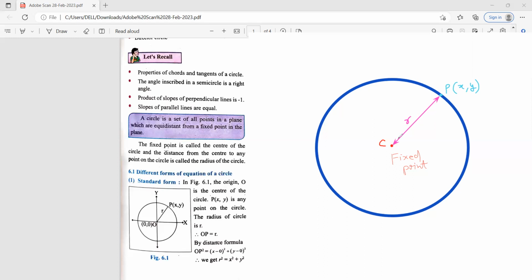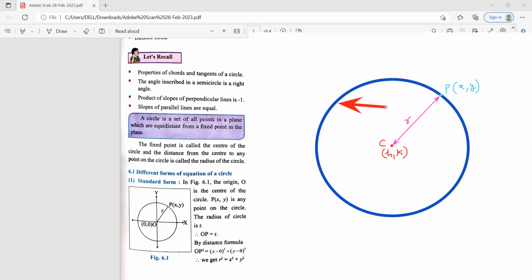The point C is a fixed point. Since it is fixed, it will have fixed coordinates, and we will call the coordinates h comma k. Please understand, coordinates of point C are fixed, h comma k. They are not changing. Point C will always remain where it is. So the coordinates are constant.